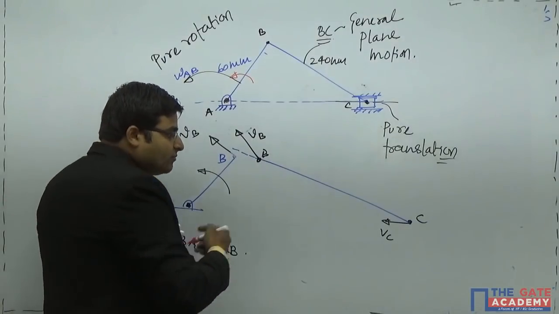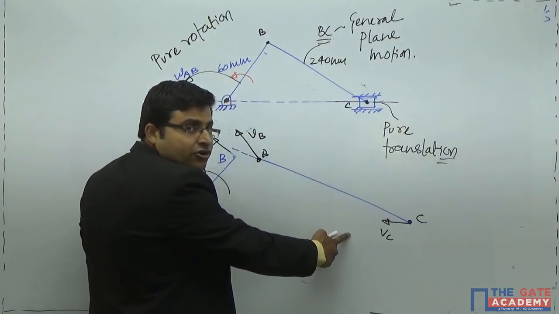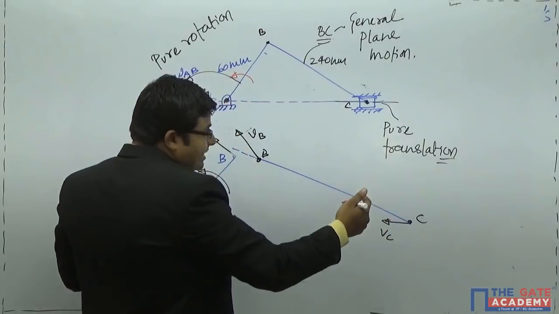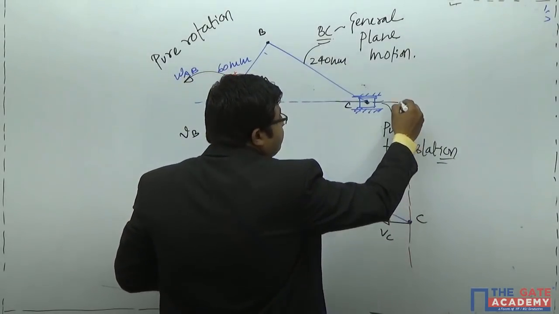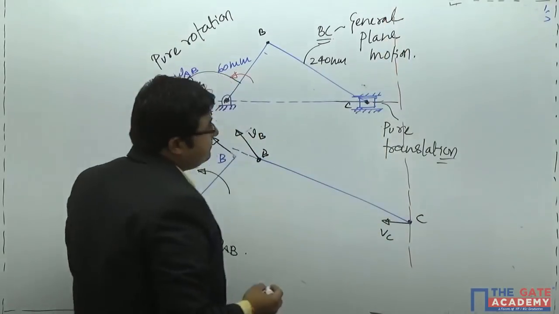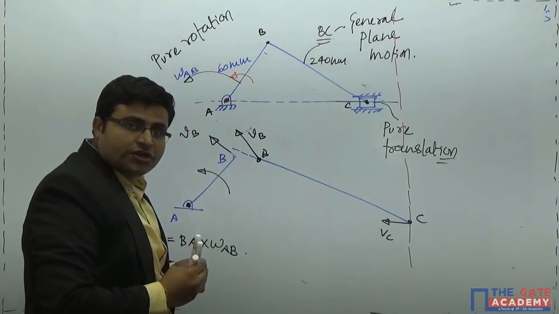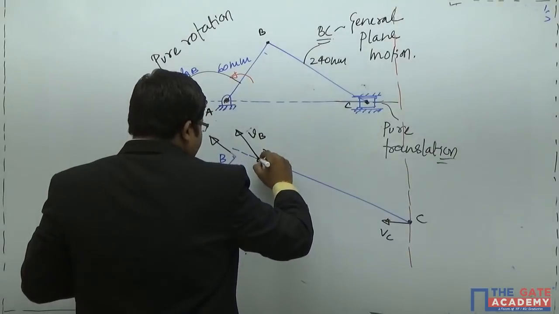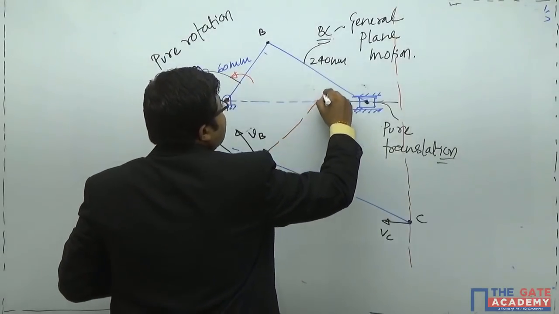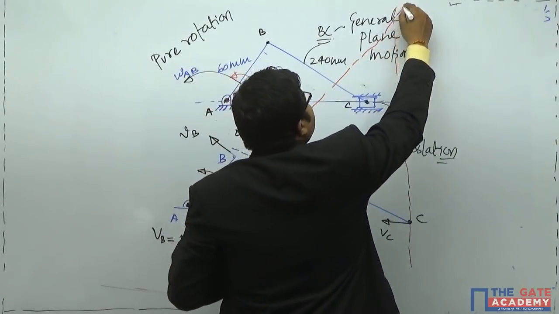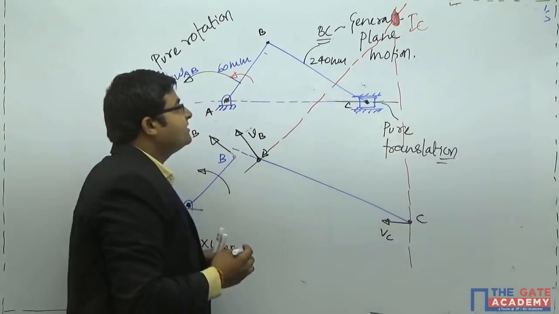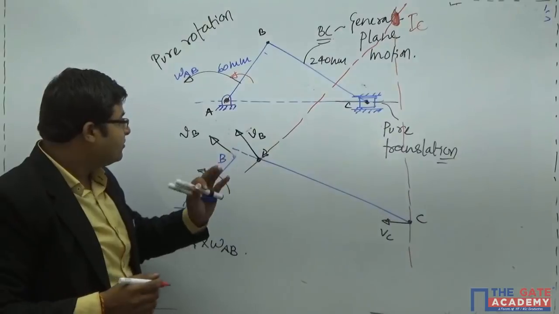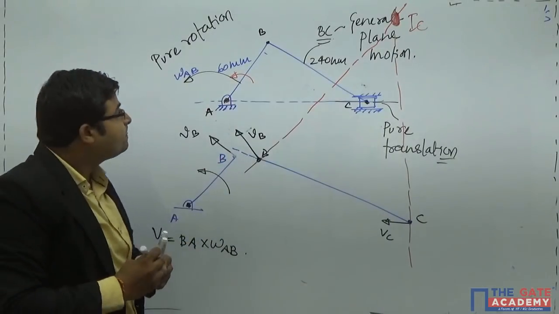So this is the same case. This is VC, completely horizontal. The line which is perpendicular to this will be like this, somewhere here. But for this, if we draw a line like this, it will definitely go and intersect at this point. And this point will be your I center. Got it? This point will be your I center.